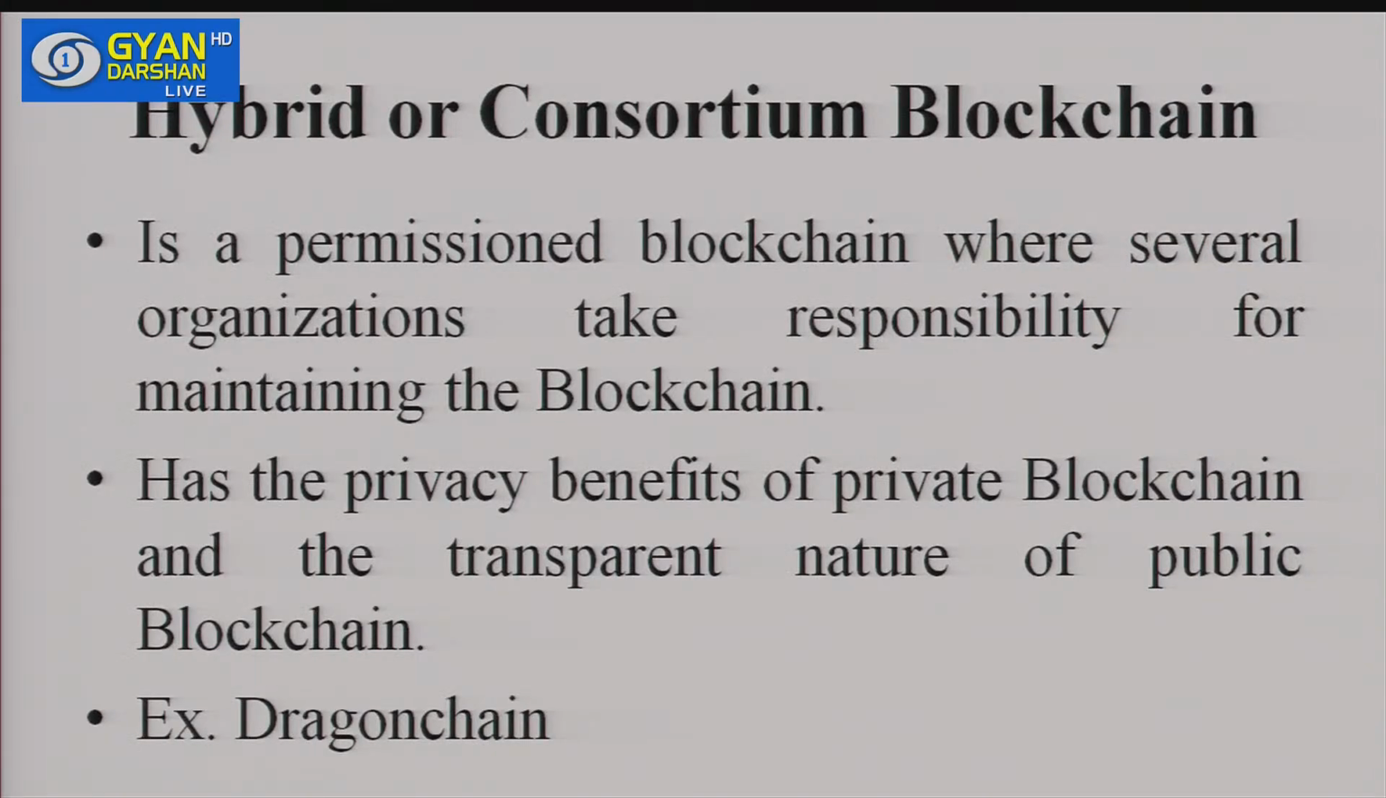Then we come to hybrid or consortium blockchain technology. It is a permissioned blockchain where several organizations take responsibility for maintaining the blockchain. So this is hybrid. It has the privacy benefits of a private blockchain and the transparent nature of a public blockchain. That's why we are calling it a hybrid or consortium blockchain. The example is Dragonchain. So Dragonchain is the example of this hybrid blockchain.